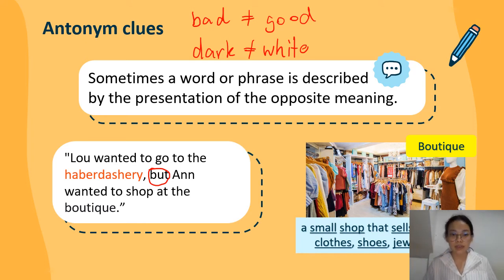So, but: Lou wanted to go to the haberdashery, and Anne wanted to shop at the boutique. We know the boutique sells clothes, shoes, and jewelry. And so we will know that the haberdashery doesn't sell clothes, shoes, and jewelry. But maybe we don't know all the meanings. What do they sell at the haberdashery? But we know something that they don't sell at the haberdashery. So we learn from antonym like this.